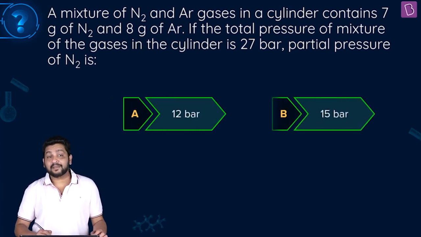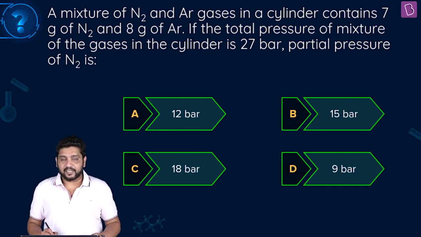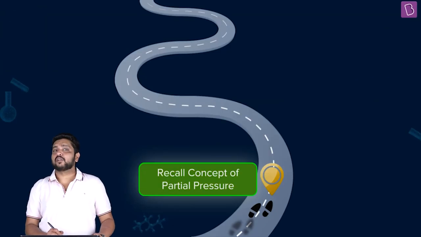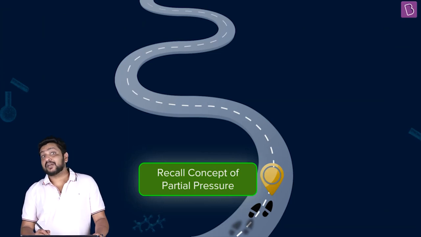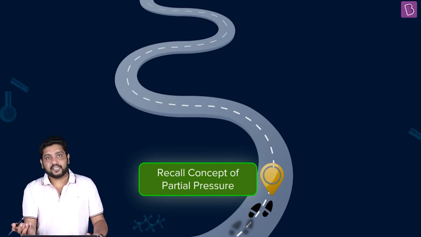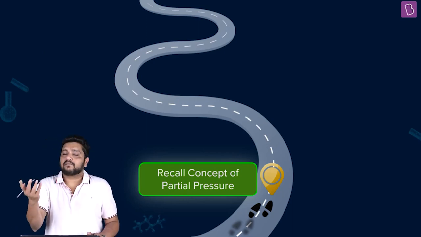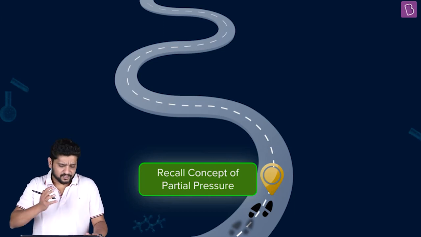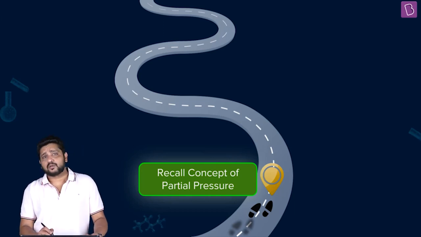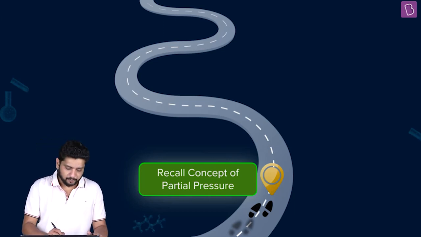We have been given a mixture where there is nitrogen and argon. Individual weights are given to us, right? So from weight we can find number of moles very easily. Once we know the number of moles, we can find partial pressure, mole fraction individually. Once we know mole fraction into total pressure, which is given to us as 27 bar, we should be able to get the individual partial pressures, right?